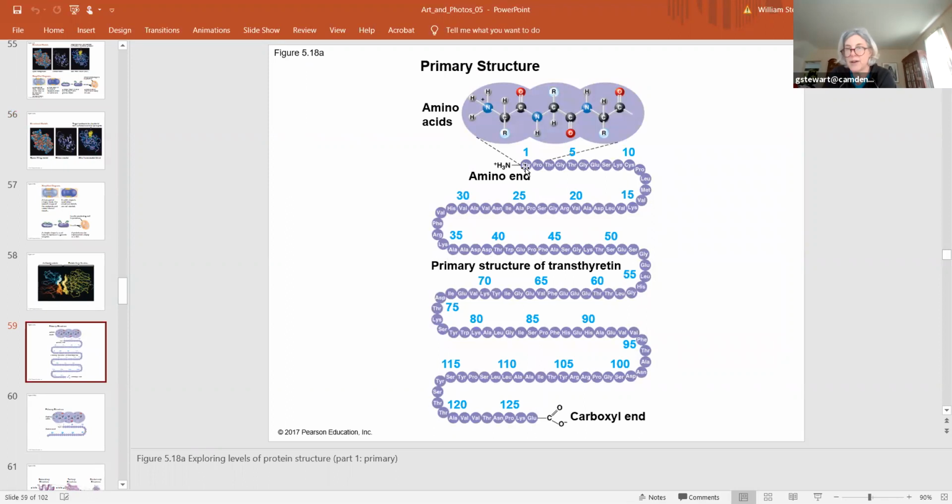You can put them together in almost millions or billions of different combinations in order to make words. You can put amino acids in millions to billions of different combinations to make different proteins. And each of those proteins is going to have a different function inside the cell. So here's this chain of amino acids. For this particular protein, it is 125 amino acids long. They're usually numbered every 5 or more likely every 10.